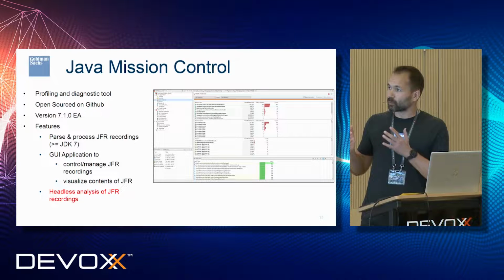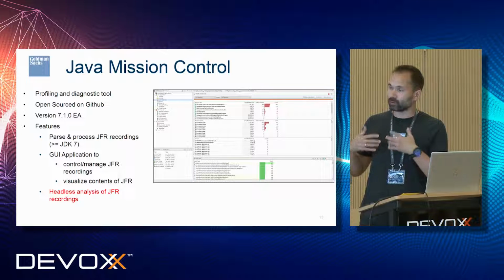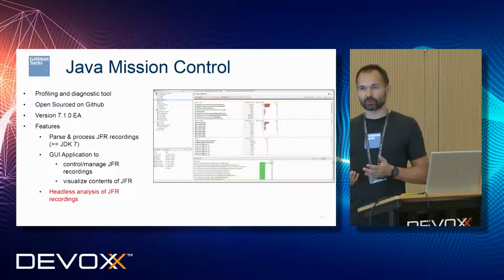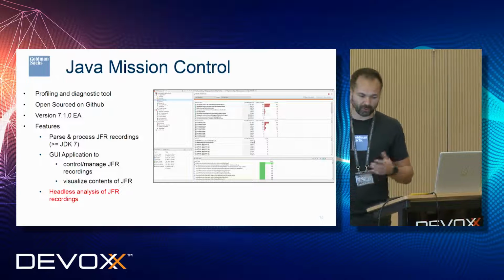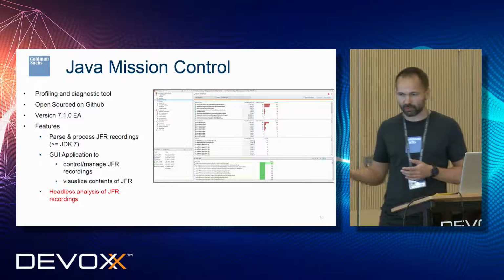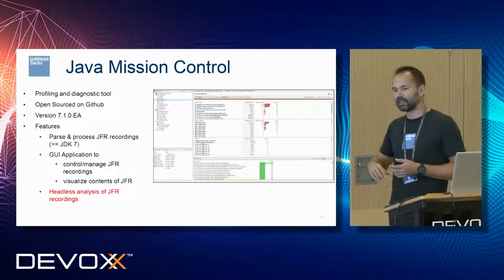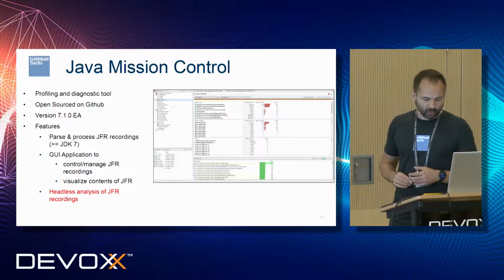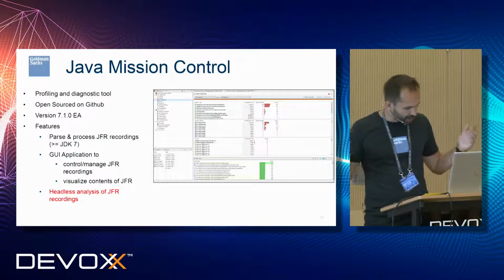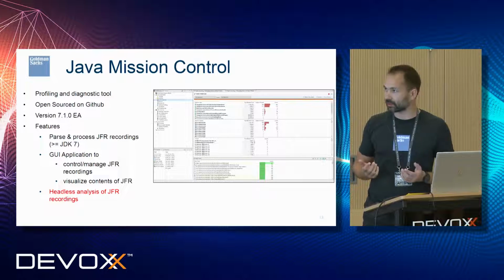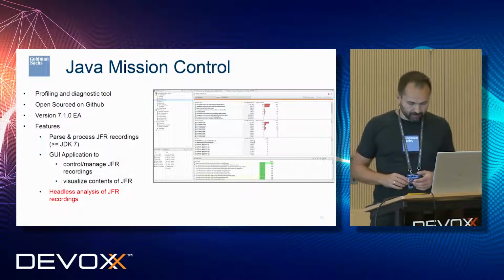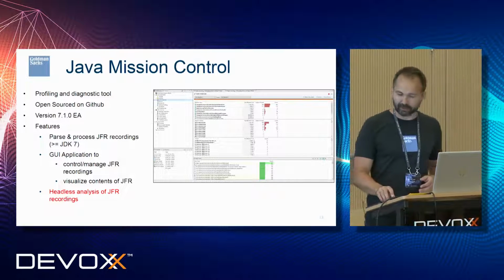And how would you usually use JMC? You would understand Java Mission Control as a UI tool that allows you to control the recording on a remote host, and then provides you with UI tools to visualize the data that was recorded. But this is not the only functionality of JMC.